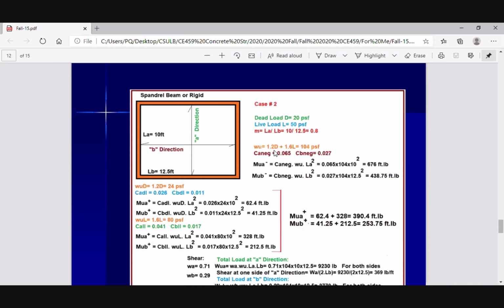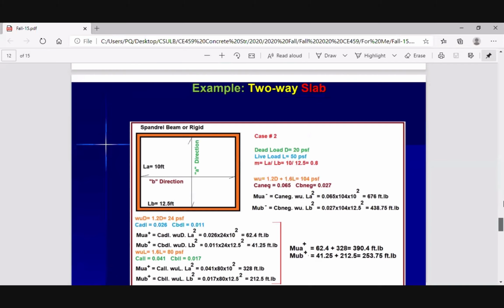This is good for negative moment, because for positive, we have 2 tables, one for dead load, one for live load. But for negative moment, we have 1 table, we just use the dead load and live load together. Okay. With this case, we have M.8, and we have to find CA and CB, CA negative, CB negative. Let's go to negative moment.